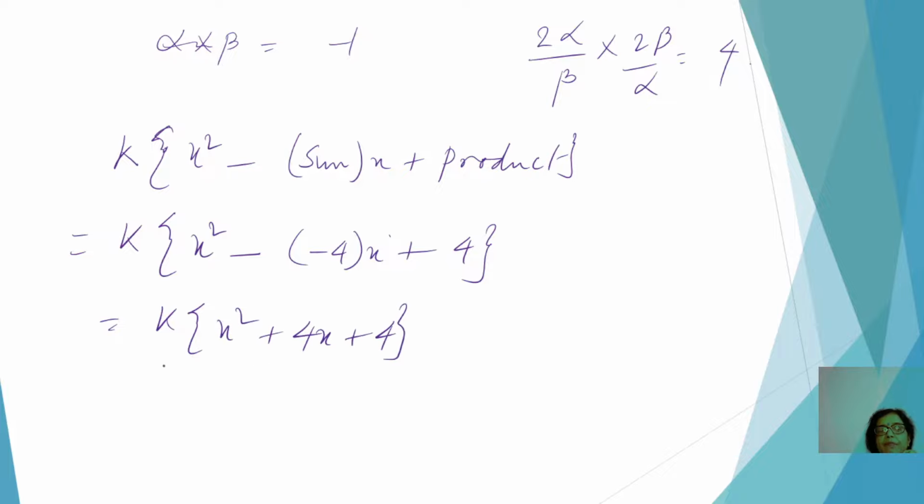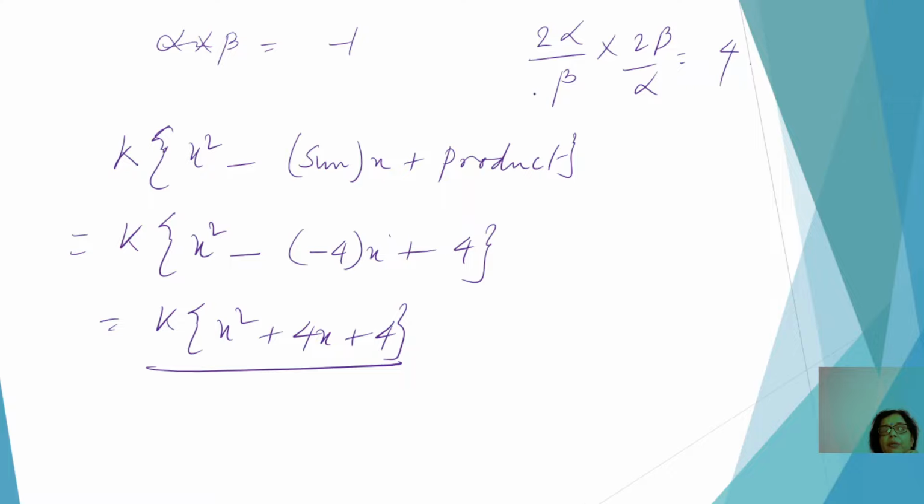So this is your final quadratic polynomial, in terms of zeros of another polynomial, that is x squared minus 1. The zeros of this polynomial were defined by 2 alpha by beta and 2 beta by alpha. So that is how you get the solution.